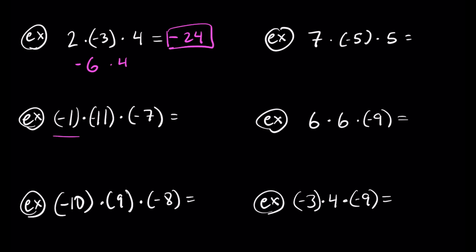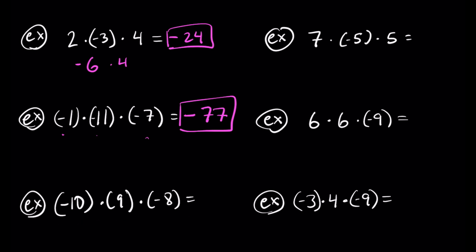All right, negative 1 times negative 11 times negative 7. Again, that's an odd number of negative factors. I got 1, 2, 3 negative numbers. So my answer is going to be negative. And then I just multiply my numbers. 1 times 11 is 11. And then times 7 is 77, but it is negative.